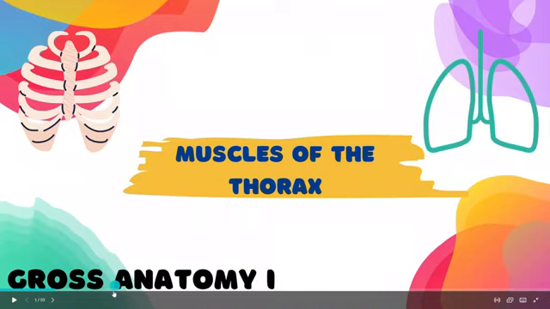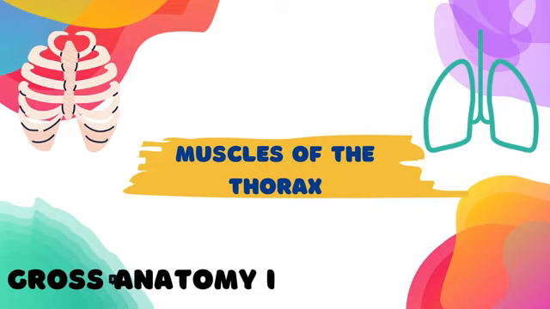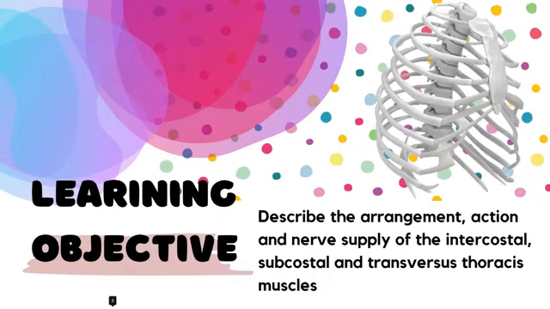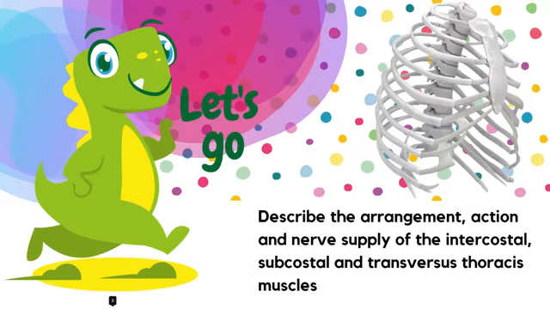Now that we've discussed the movements of the thoracic cavity, we're going to discuss the muscles of the thorax, or rather, more so the muscles of the thoracic cage. So our learning objective in this video is to describe the arrangement, action, and nerve supply of the intercostal, subcostal, and transversus thoracic muscles. We'll talk about the blood supply in the next video. So let's get started talking about those muscles.